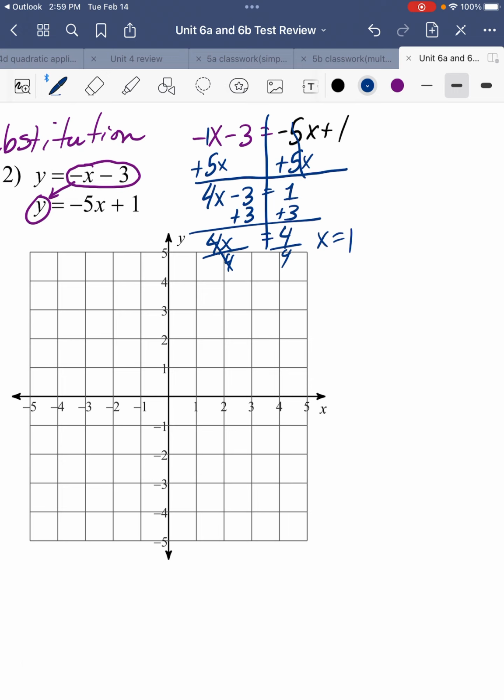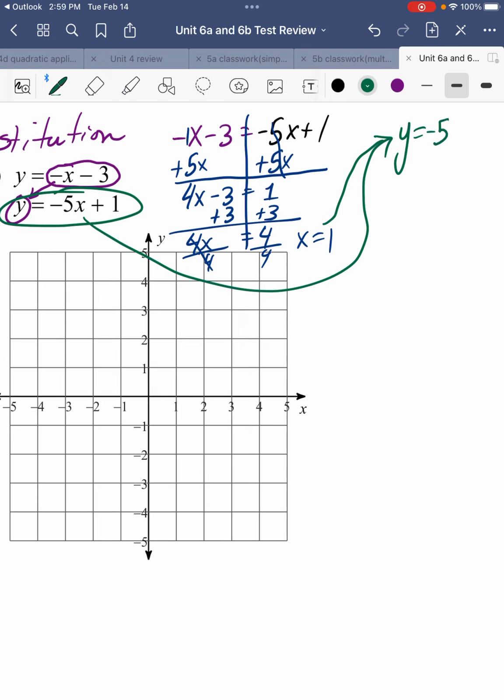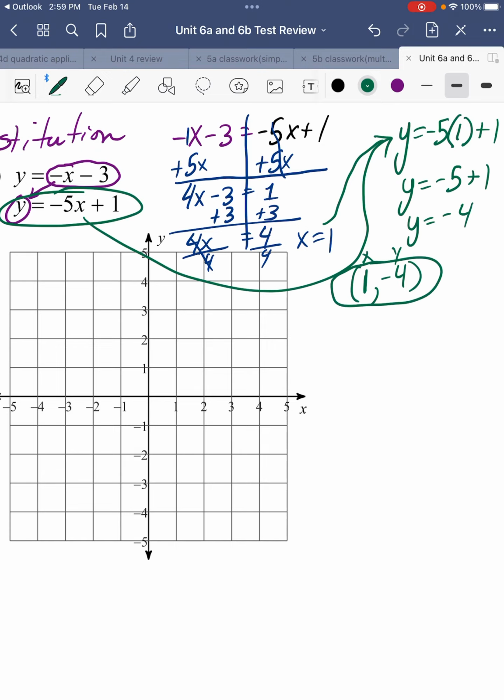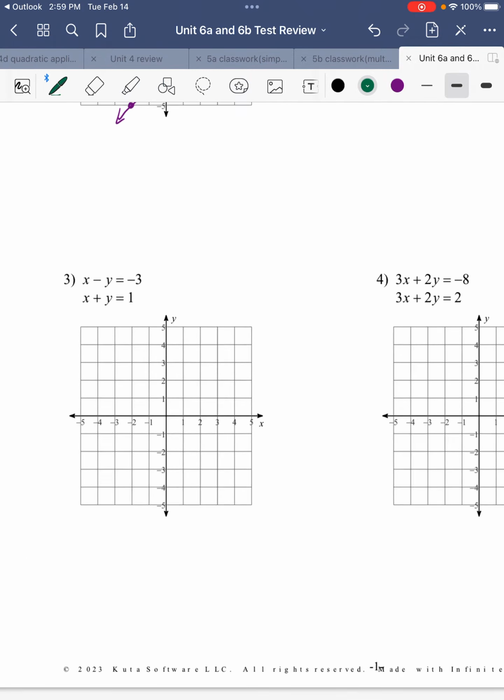Now that's my x value of my solution. Now I'm going to take one of the equations, so I'll just take the bottom one here, and I'm going to substitute in x equals 1 for the x. So y equals the -5x, so that's -5 times 1 plus 1. -5 times 1 is -5 plus 1 is -4. So my x value is 1, my y value is -4. X then y. There's my solution, 1, -4. You can certainly check it by graphing.